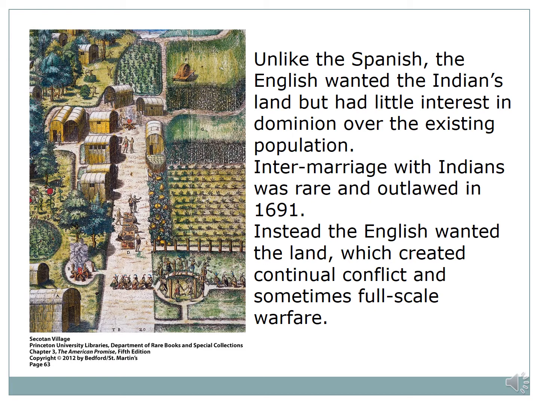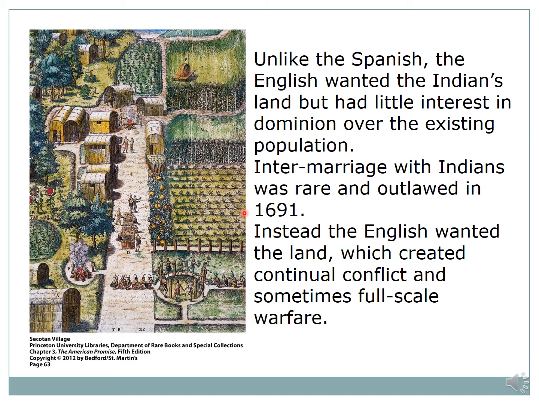So, unlike the Spanish, right? The English, they really, really wanted the Indians' land. And you can see here in this artist rendering of this Native American village that there's all this agricultural production that is taking place. It's a very thriving community. You can see that the forests have been cleared and they are growing squash and they're growing corn. And because of this, the English looked at that land and said, I want that.